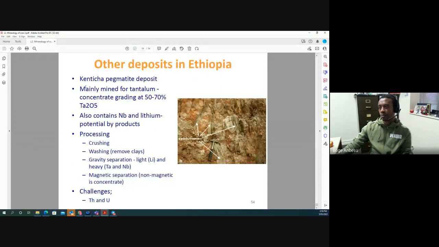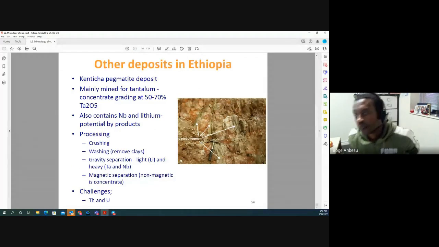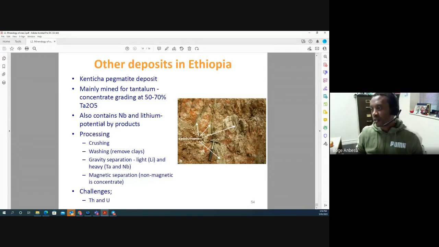Okay, so this is my last slide. So what are other types of deposits? I think probably the ones that are of interest, especially from the Ethiopian perspective, is maybe the Kenticha pegmatite deposit. I'm sure you guys have heard about it.